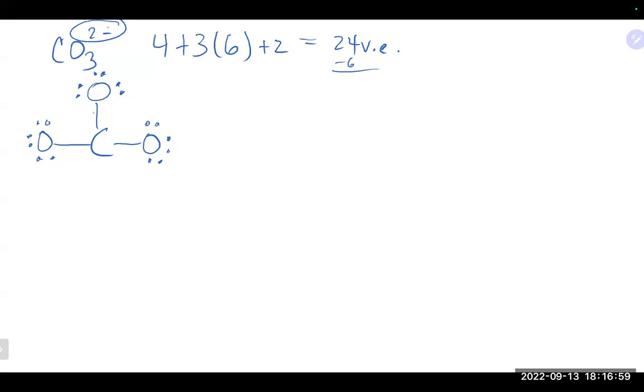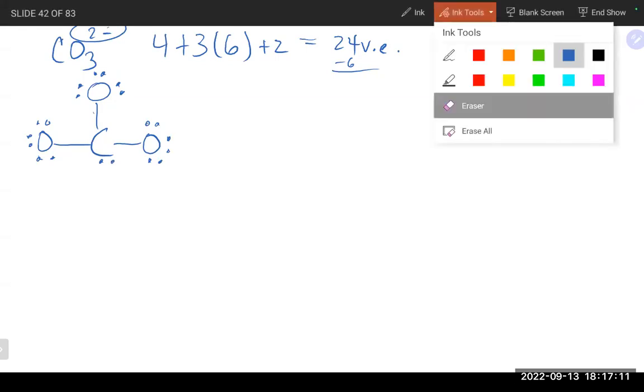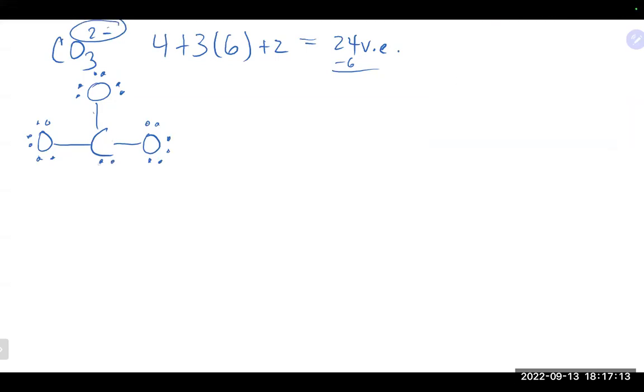They all have 8 around them if you count it. It is the carbon that is short. So I want to fix that. Can I fix it by doing this move? I cannot, because now how many electrons do I have? I have 26, which is too much.